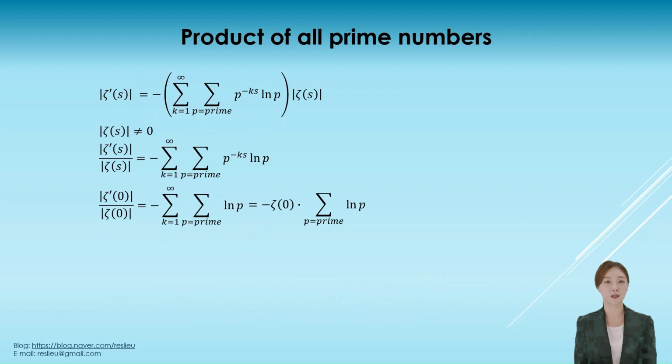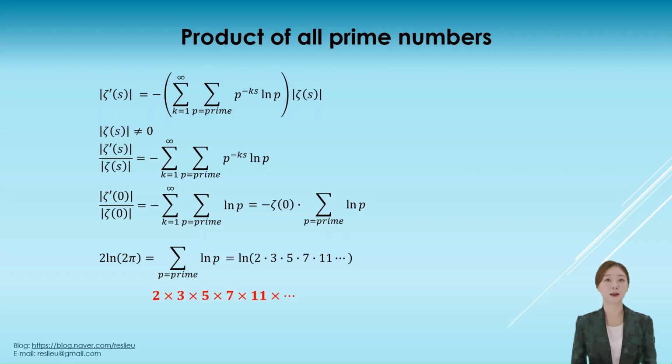Zeta 0 is minus 1/2, and zeta prime 0 is minus 1/2 times log 2 pi. So we can find the sum of logs of all prime numbers. Therefore, the sum of the logs of all primes is 2 times log 2 pi. The sum of the logs of all prime numbers is equal to the log of the product of all prime numbers. The product of all prime numbers above is 4 times pi squared.